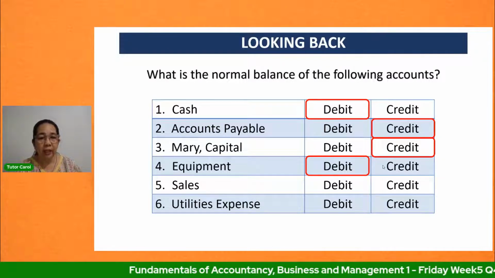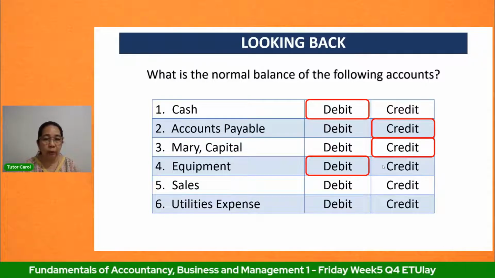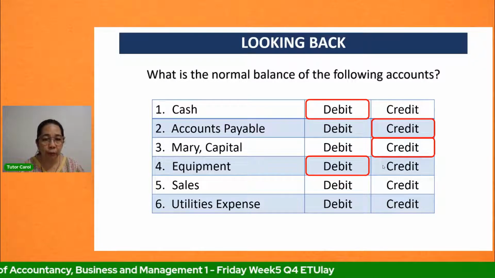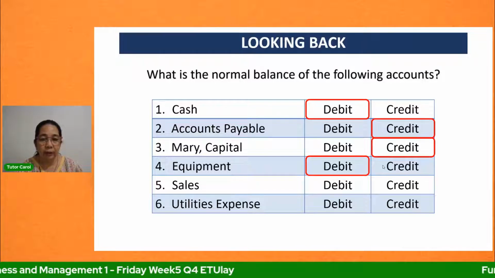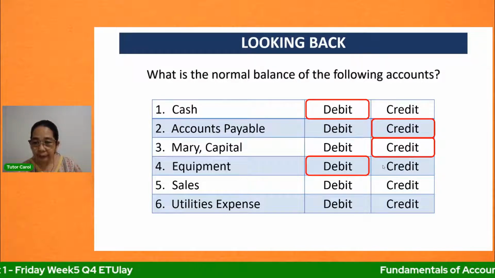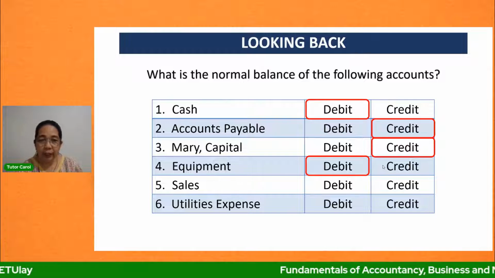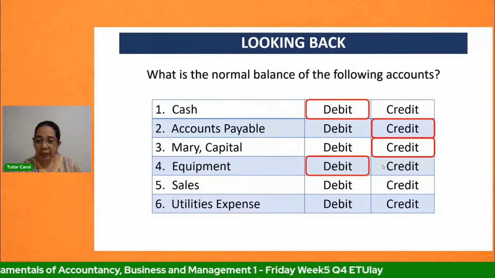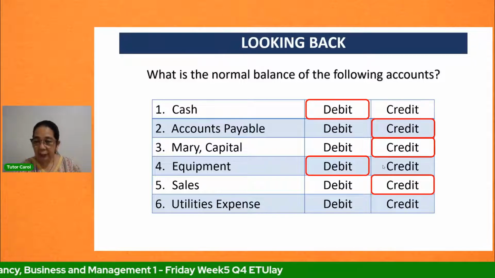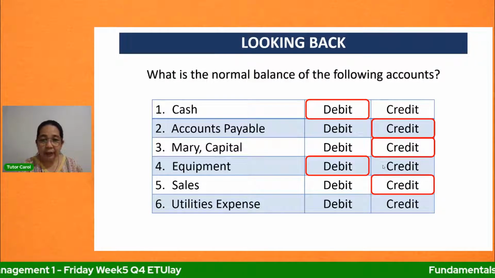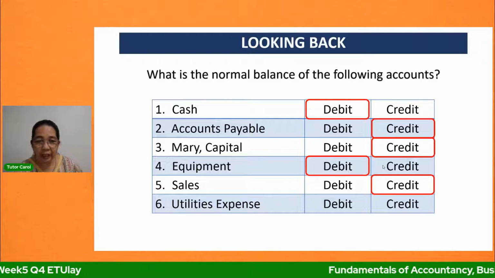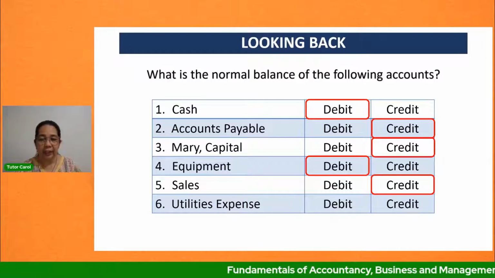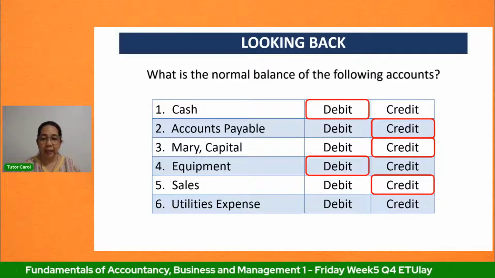How about number 5? Sales. So, new account ito na gagamitin natin for merchandise business. Okay, number 5, sales. Okay, let us reveal the answer. Okay, correct po, Miss Celia. Mary Capital is credit balance. Yes, not Miss Leonie. Okay, sales increases on the credit side. How about number 6? Utilities expense.